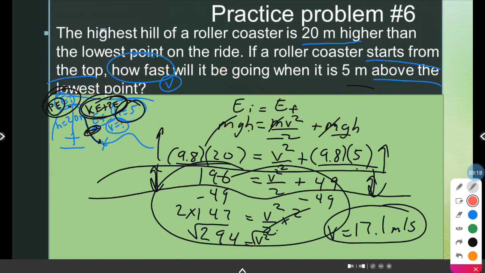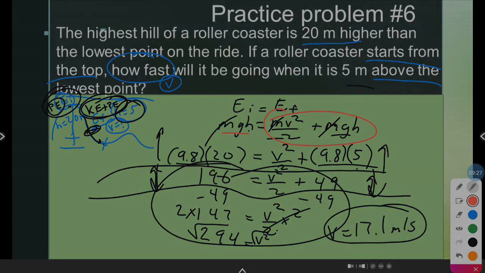Let me get rid of all those lines. That's kind of fun, though. So this, again, is one of the harder types you'll have, where you have one form of energy equals both. All right, so there's your roller coaster problem.